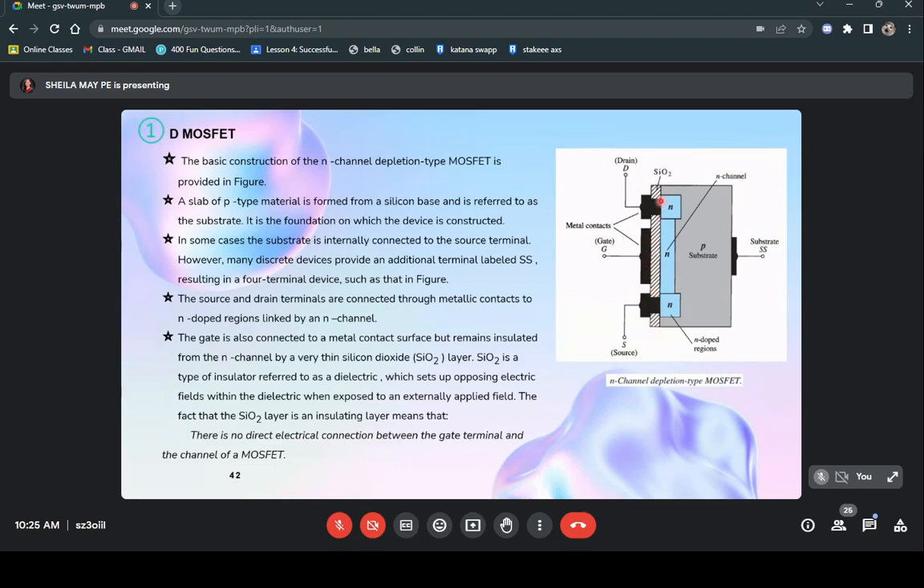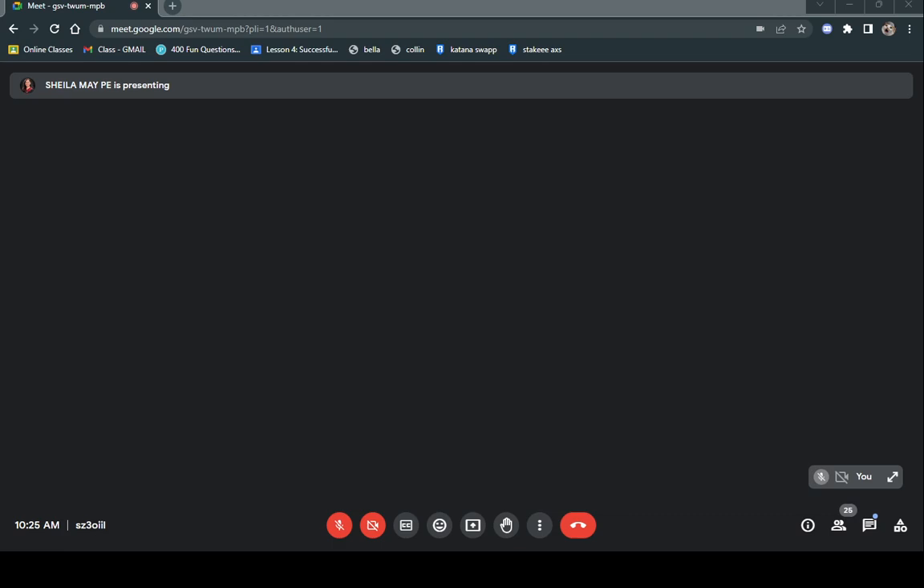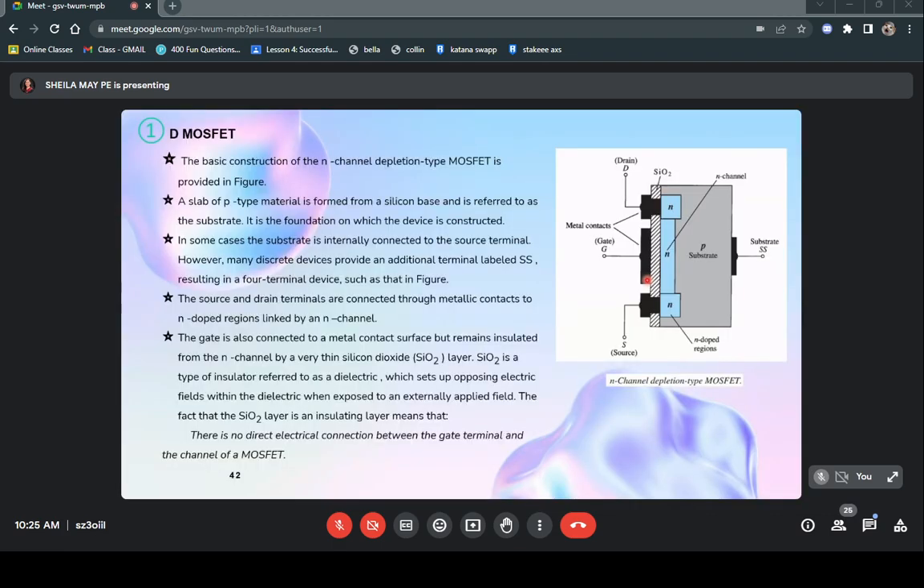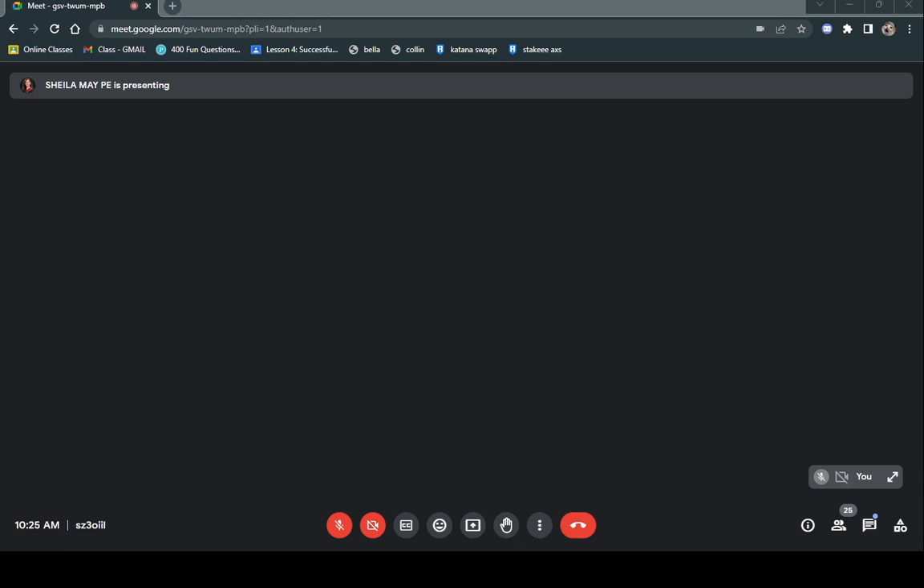This diagonal stripe here, you can see this one. This is the silicon dioxide, represented by the diagonal lines. See, the gate is connected to metal, but it is insulated from our N channel. Unlike our source, which is connected directly to the N-doped region.